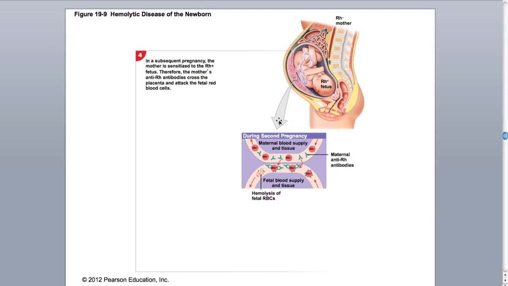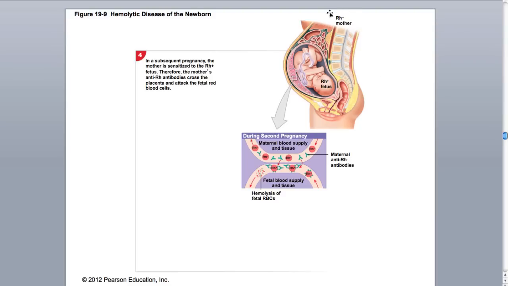It cleans out the mom's system of Rh positive blood from the fetus, and that prevents any setup for the second child, especially if the second child is also Rh positive. So each pregnancy, we give the mom RhoGAM after the delivery. And that way we prevent any formation of antibodies against the Rh positive.